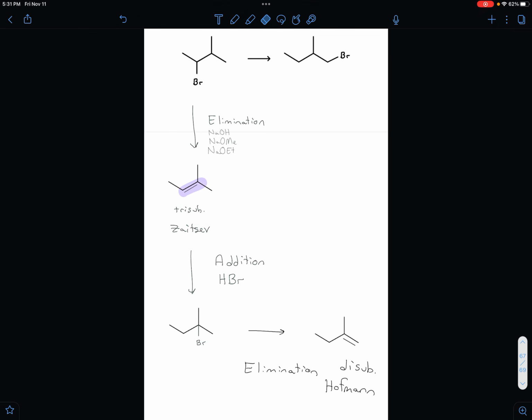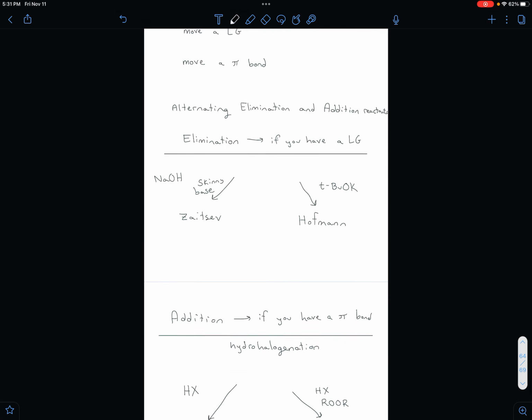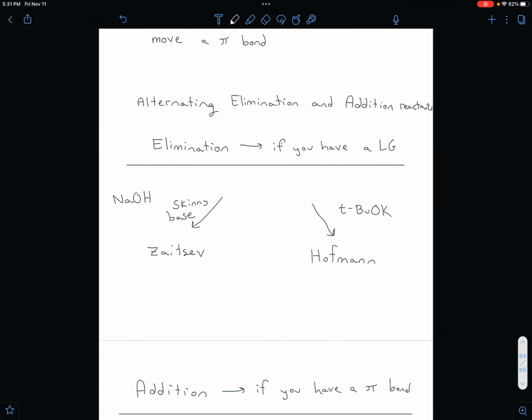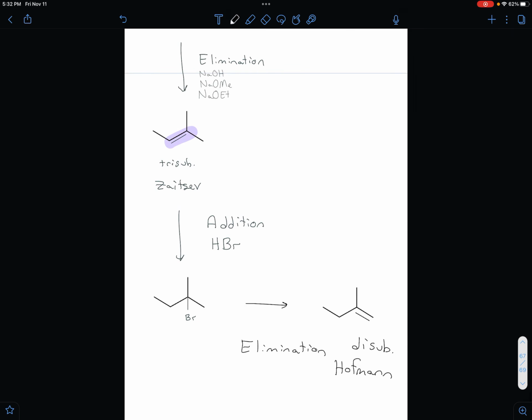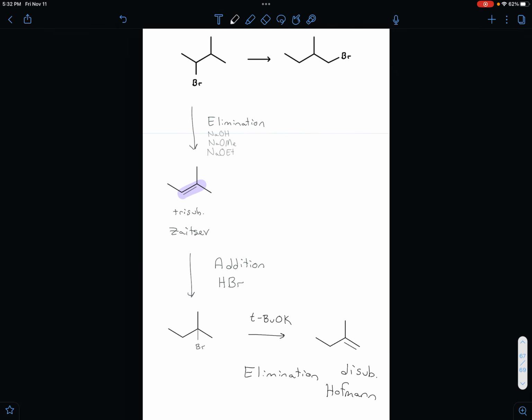So how do you control the product? How do you control an elimination reaction to get a Hofmann product? You use a bulky base. A bulky base like potassium tert-butoxide gives you that Hofmann product as your major product in an elimination reaction. So you can use that bulky base here, potassium tert-butoxide, and that would give you that double bond where you want it. Now we're almost home free.